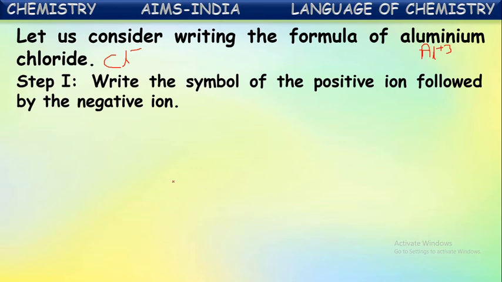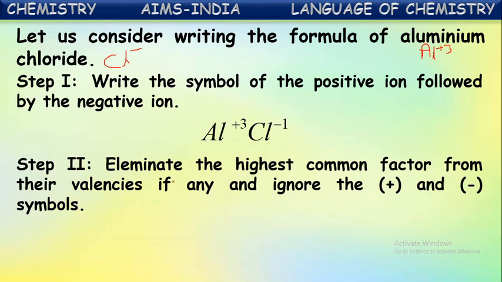First step, what is it? Write the positive ion followed by the negative ion. So first we have to write Al³⁺ and then Cl⁻. Second step, eliminate the highest common factor from their valencies if any, and ignore the positive and negative symbols. What is the common factor we are getting in these two? Here it is 3, here it is 1. No common factor is there. So then you have to skip to the next step, that is ignoring the positive and negative symbols.